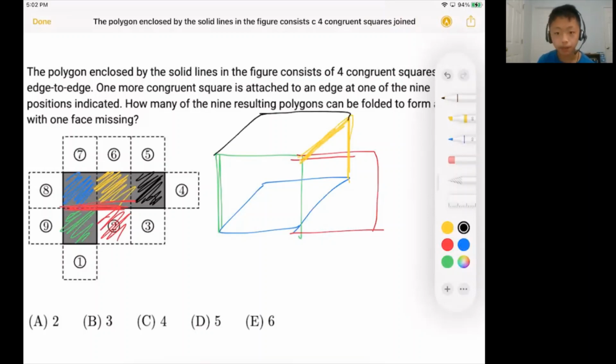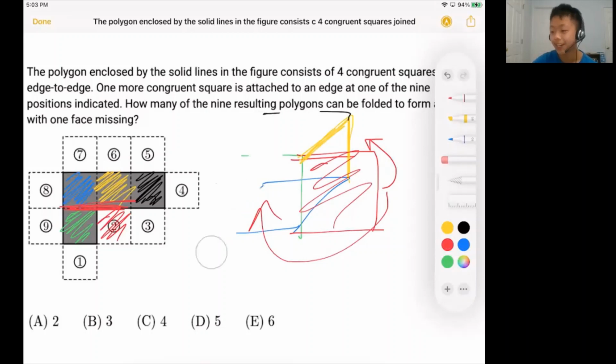But that creates a problem, because the red face here has nowhere to go. If you fold it this way, it's going to overlap with the yellow face, which doesn't work out. And you can't fold it this way either, because then it overlaps with the green face. So square 2 doesn't work either.